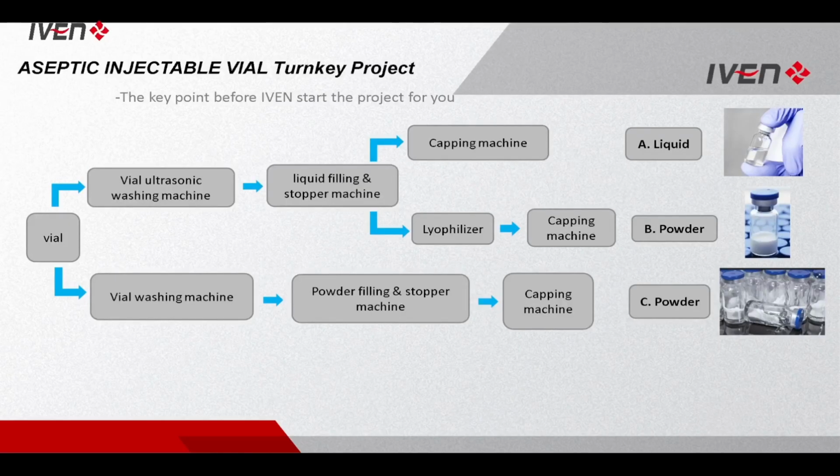When we fix the vial, the vials also have different kinds of solutions, like liquid and powder. For the powder, we have a machine which can fill the powder directly. The second is from the lyophilizer, where you can freeze dry to powder. It depends on the product's character, and we will give you the selection.